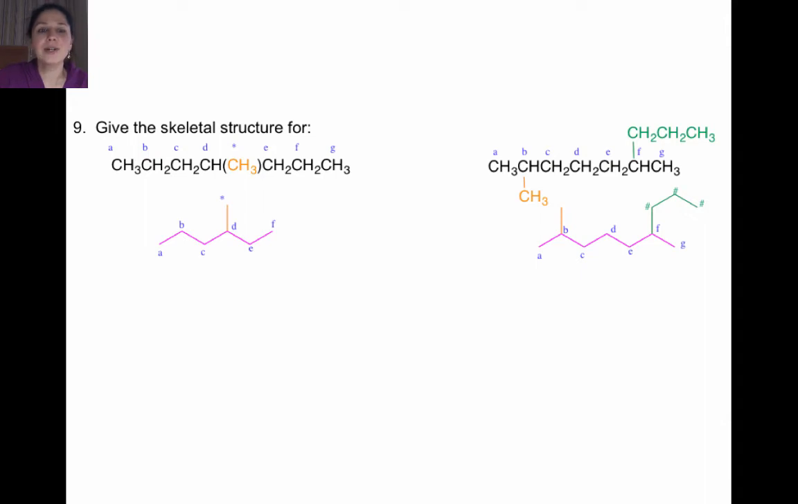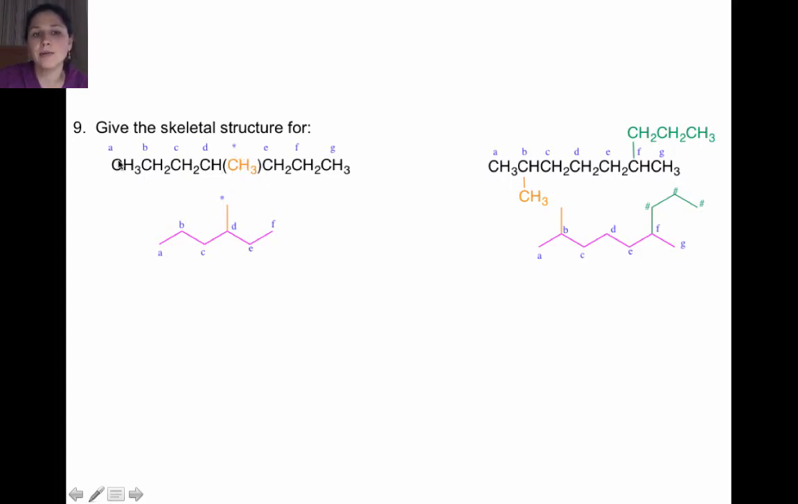I also want to talk about number 9. Number 9 asks you to give the skeletal structure for 2 of these molecules shown. When you're taking a condensed structural formula and making a skeletal structure, you basically just want to count the carbons that are going to be part of the chain. So you ignore everything that's in parentheses like this one.